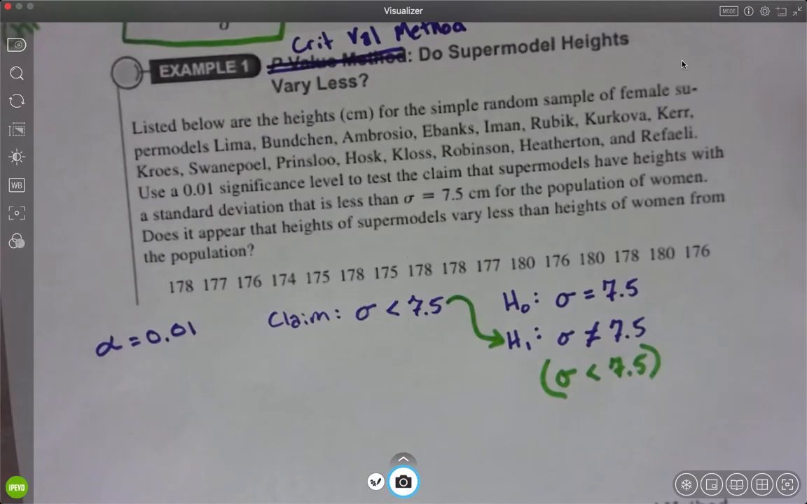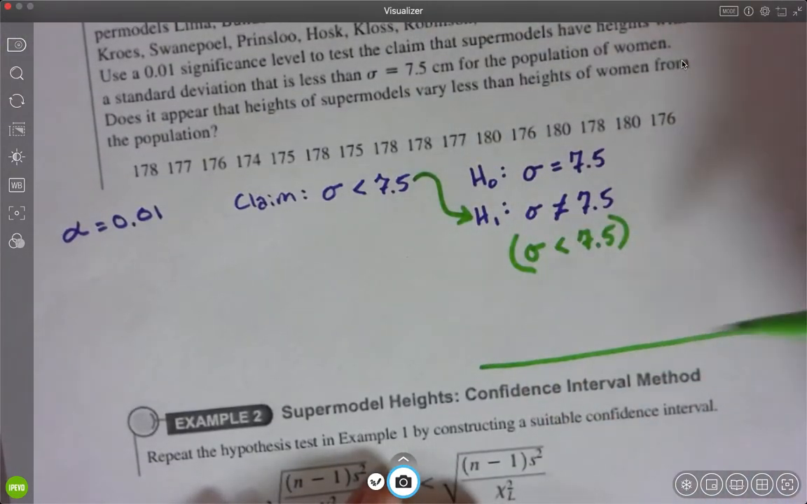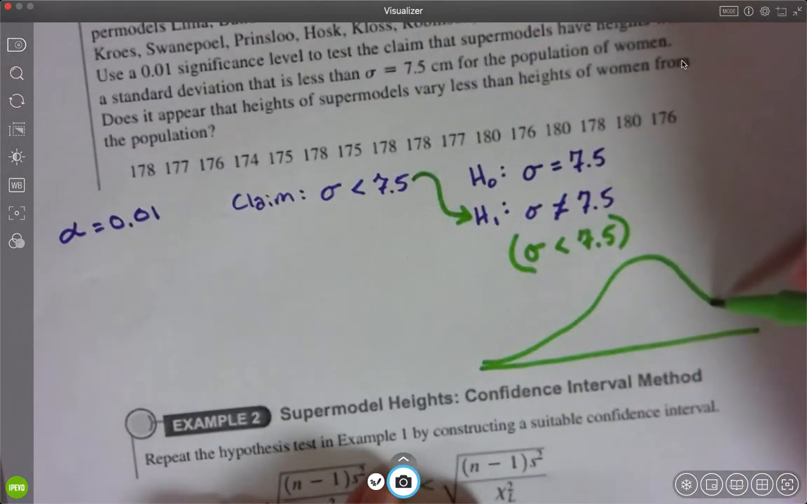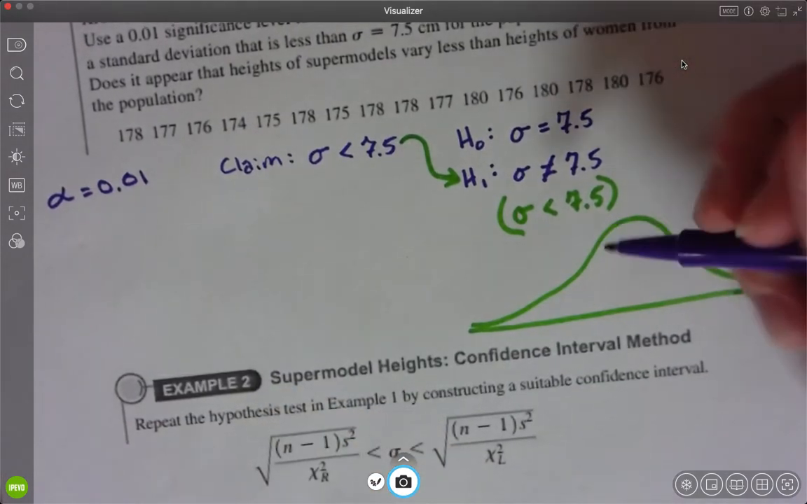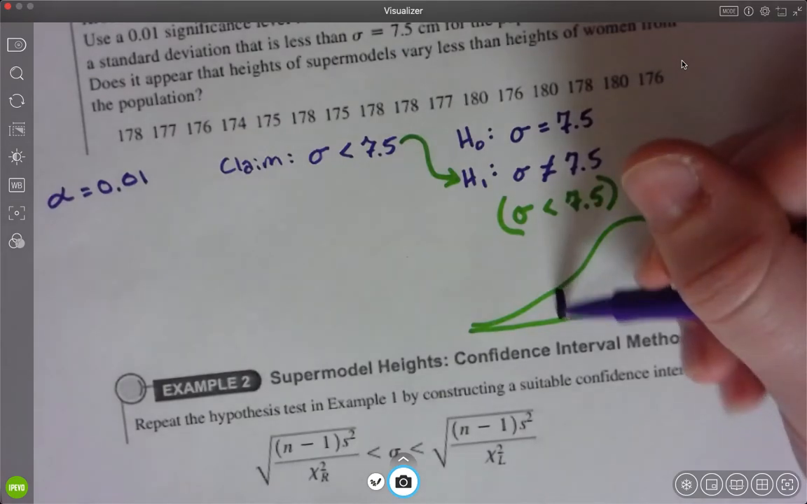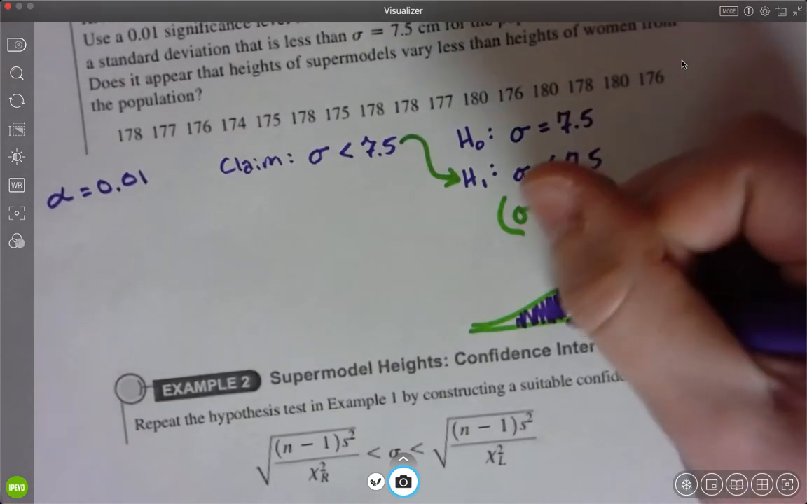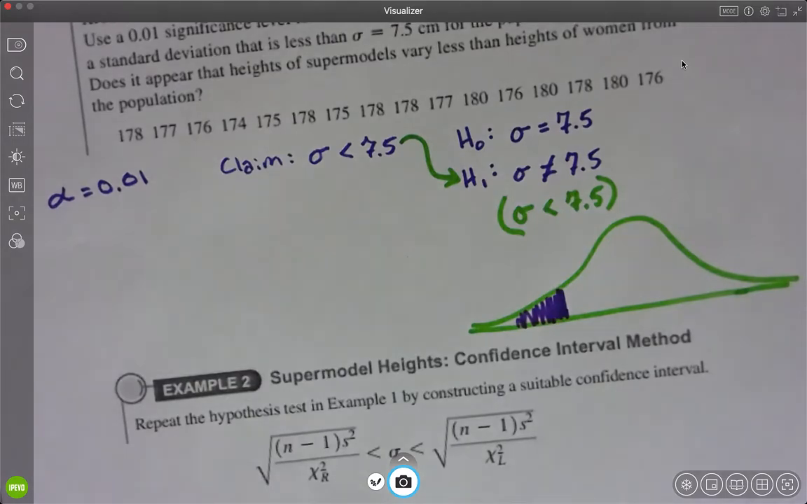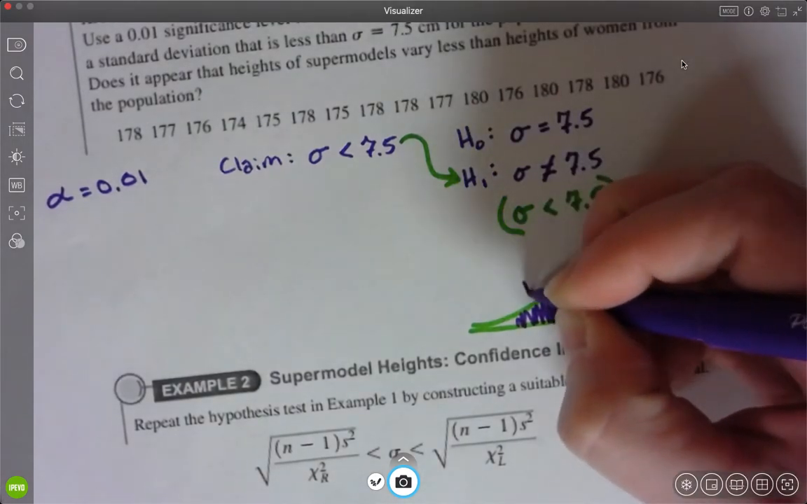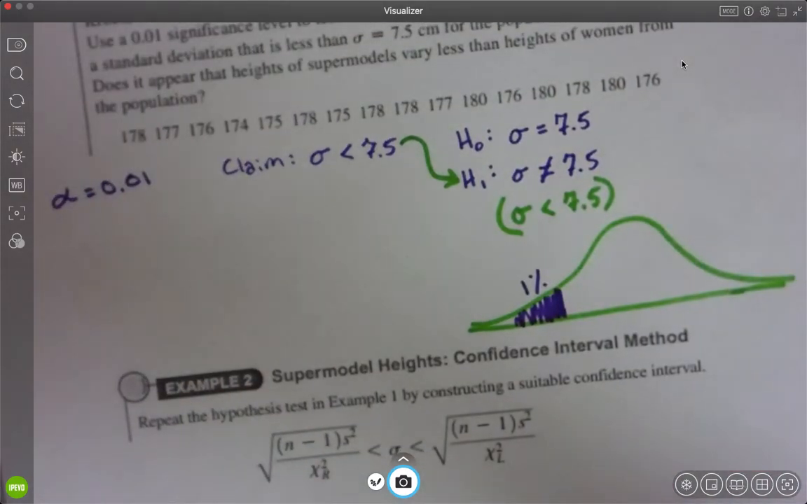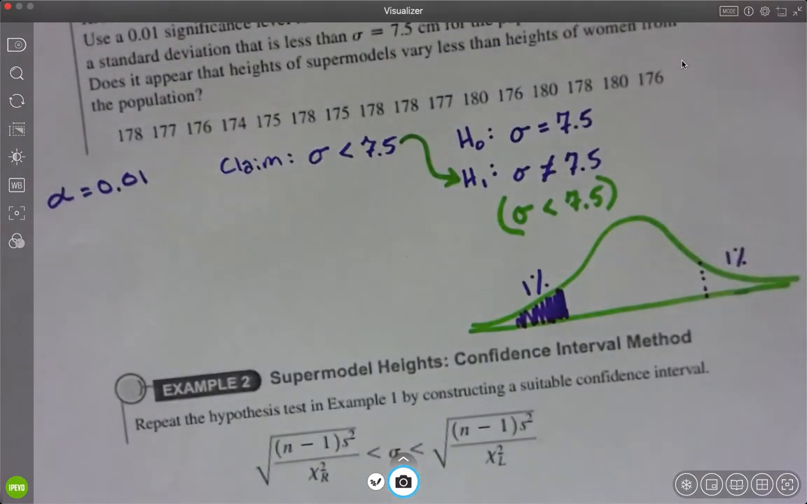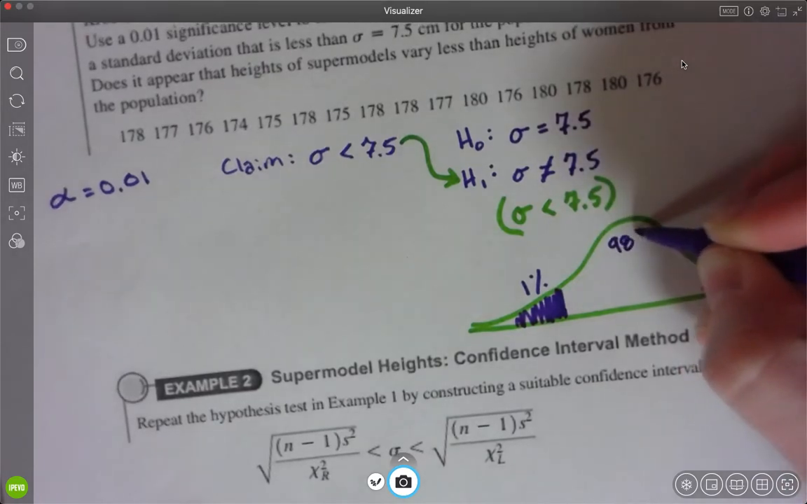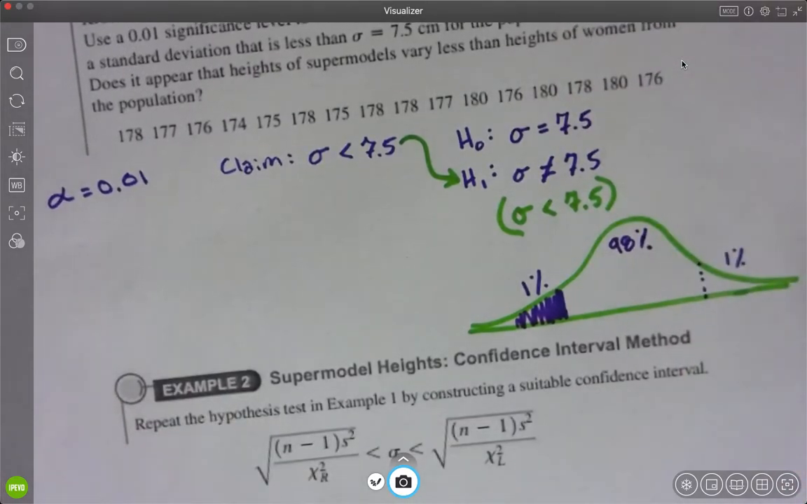Let's fill in what our bell curve looks like in this case. If we're doing less than, think about left tail, right tail, two-tailed. Less than is going to be just the left tail. That's what my less than 7.5 is going to look like. And then there is 1% in this tail, which means there's an imaginary 1% over here. And we're looking at 98% living in the center. So that's how that bell curve is going to look here.